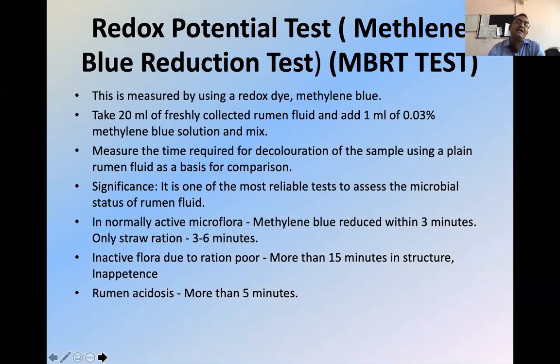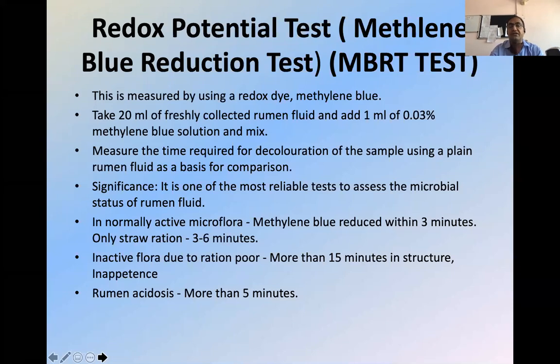You just have to take the help of a certain dye, the redox dye methylene blue, and the procedure is to take 20 ml of freshly collected rumen fluid and add 1 ml of 0.03% methylene blue solution and mix. Measure the time required for decoloration of the sample, using a plain rumen fluid as a basis of comparison. And what is the significance of this?